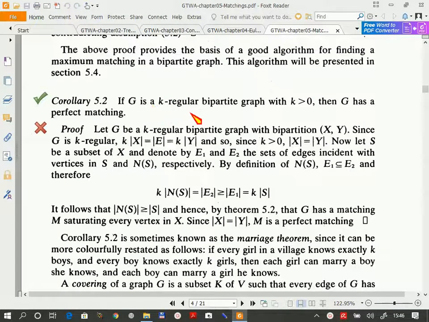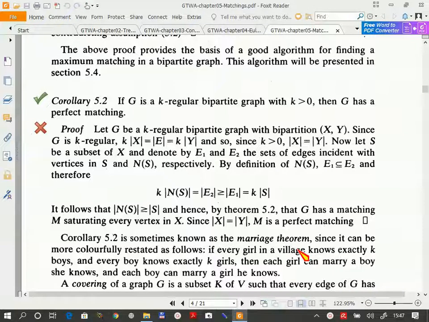If you have a K regular bipartite graph with K greater than 0, then G has a perfect matching. And this can be seen as a corollary of the previous theorem. And it is known as the Marriage theorem, which says you have a village in which every girl knows exactly K boys and every boy knows exactly K girls. That's the only thing you know.